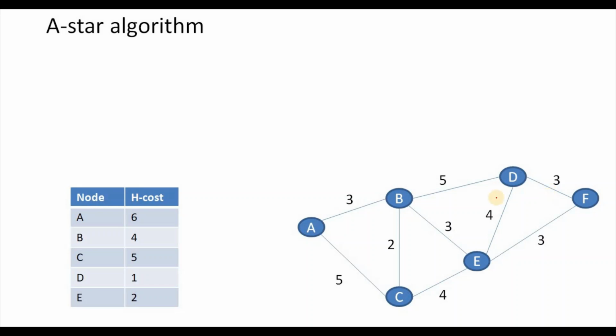Similarly, the H costs of other nodes are also given. Let's try to find the shortest path from A to F, and see how we can do that. First we have to define the closed list and the open list. This will be our closed list, which is a list of visited nodes, and then we have the open list.